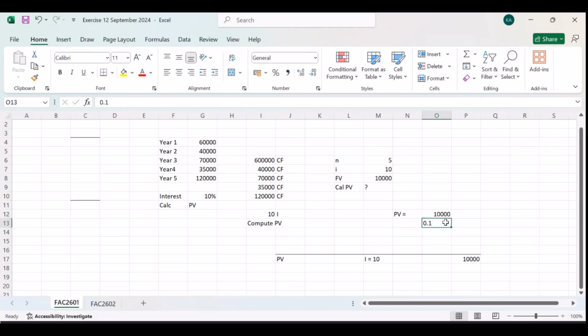But when you have cash flows where year 1 is this, year 2 is that, then you use your cash flow mode. You say 60,000 cash flow, 40,000 cash flow, 70,000 cash flow, 35,000 cash flow, 120,000 cash flow, 10 is my I, compute present value. It will give you your present value.